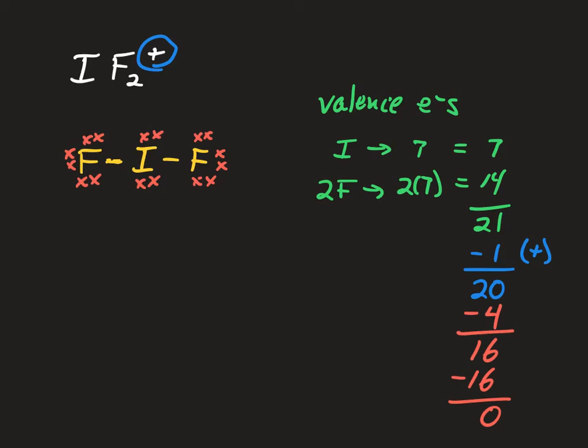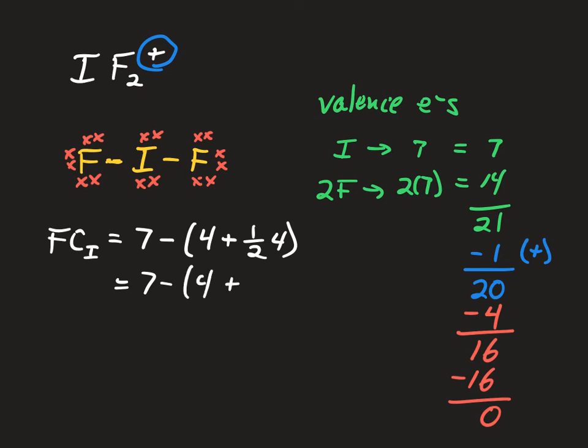If we consider our formal charges, our formal charge of our iodine: iodine brought 7. At this point, it has 4 that it's not sharing. It gets to count half of those 4 in its bonds. And so the formal positive charge is on that central iodine. And there is the Lewis structure of that ion.